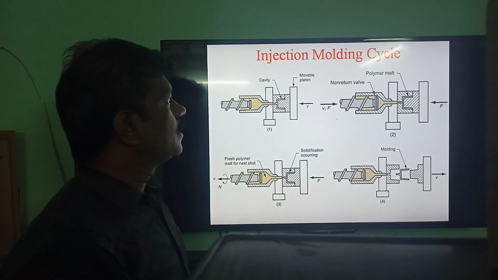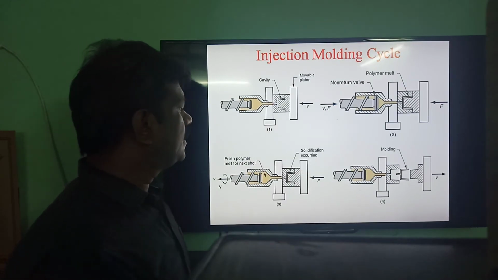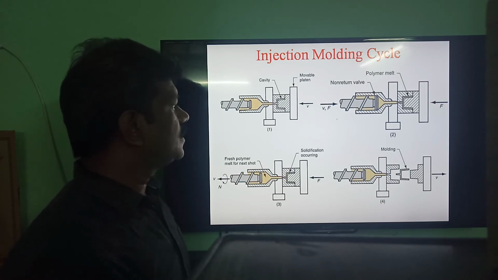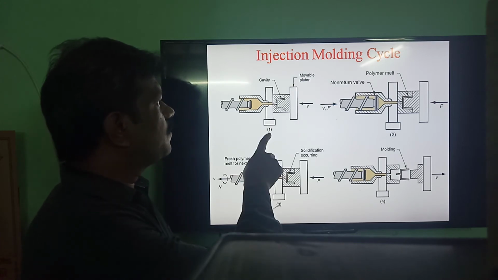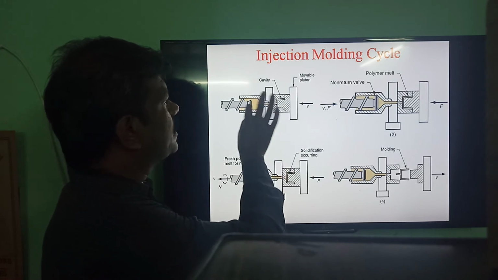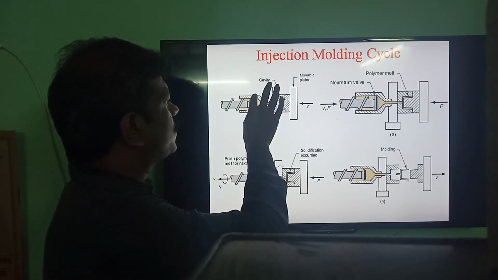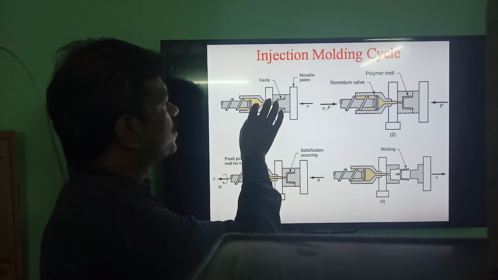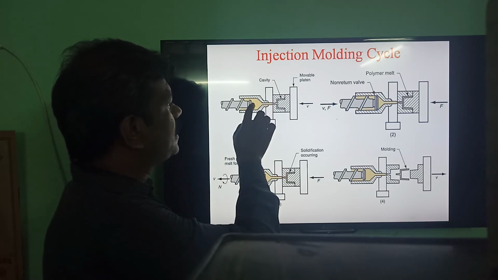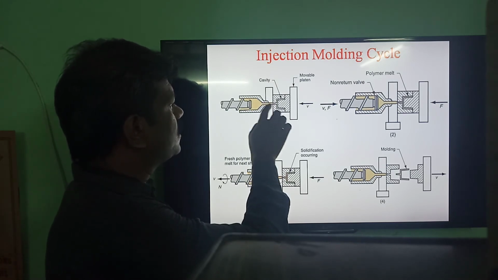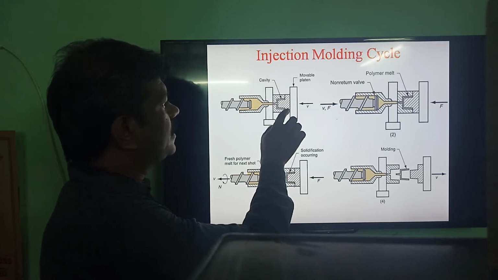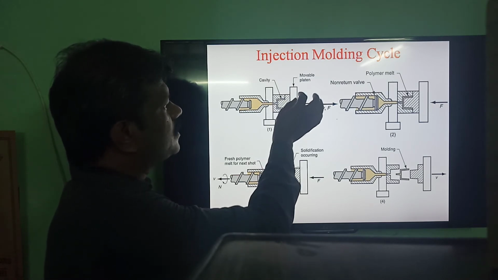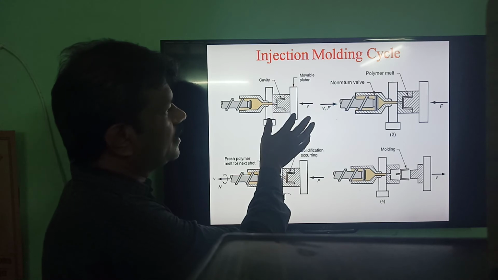Here you see, in the injection molding cycle, there are 4 steps. Number 1, there is the screw conveyor. Through this screw conveyor, the molten material is injected by means of this nozzle into the mold cavity, right? This mold is operated by means of a movable platen.